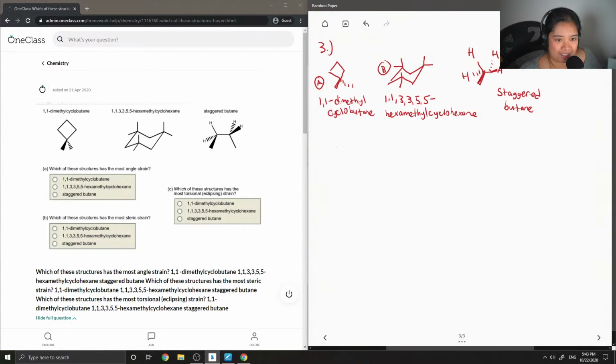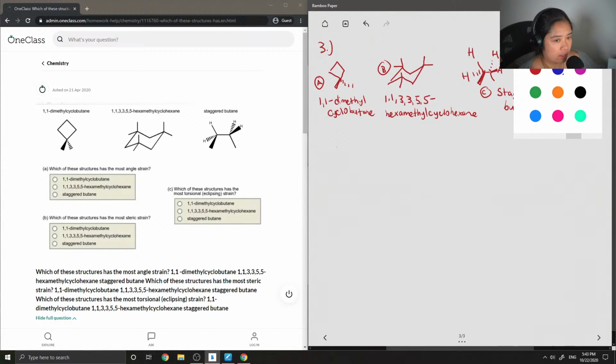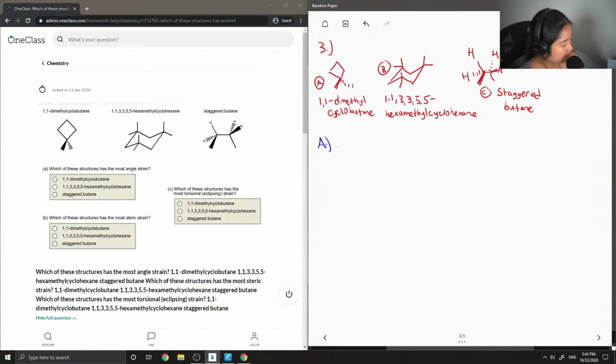So there's a hydrogen there, and then just another methyl group there. So the first question asks, which of these structures has the most angle strain? So the structure that will have the most angle strain is the one that has the most deviation from an actual tetrahedral bond angle.